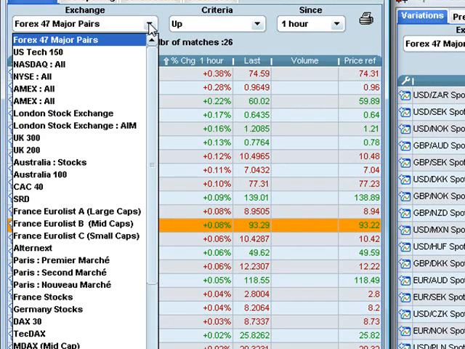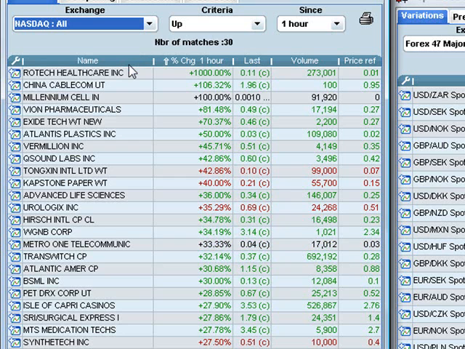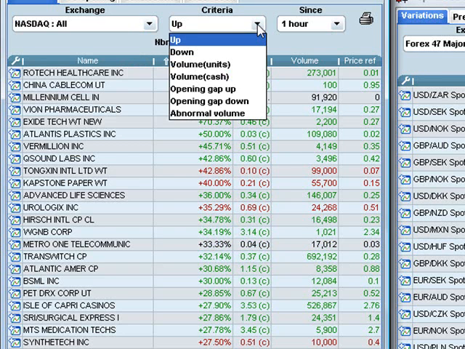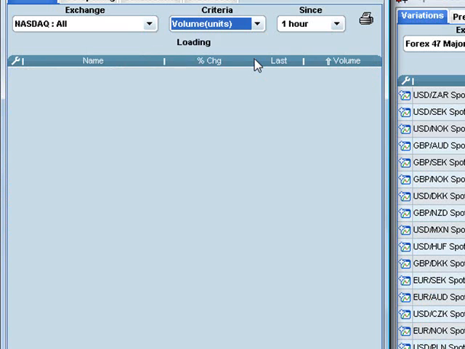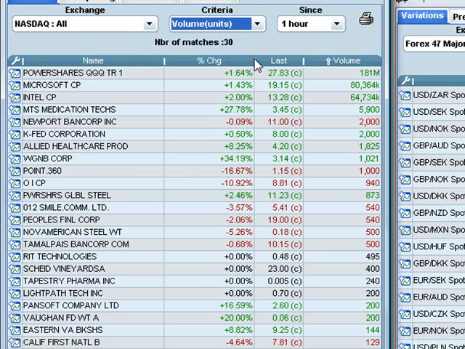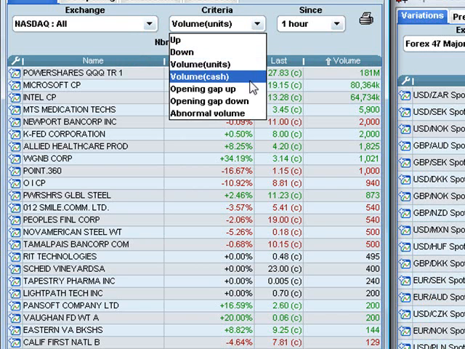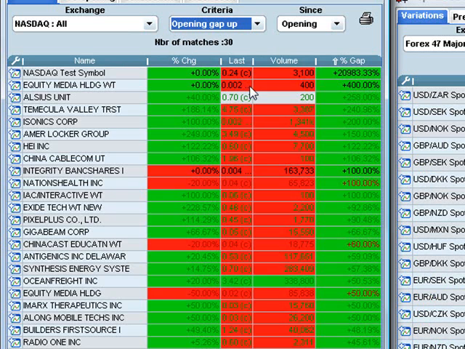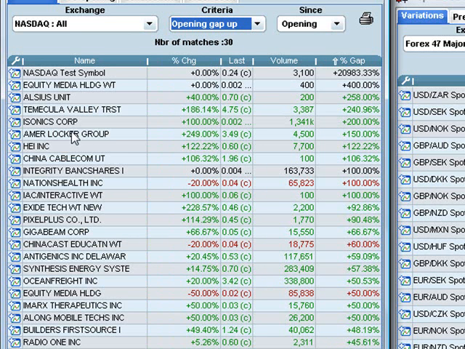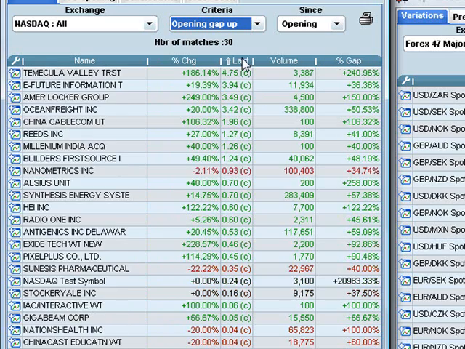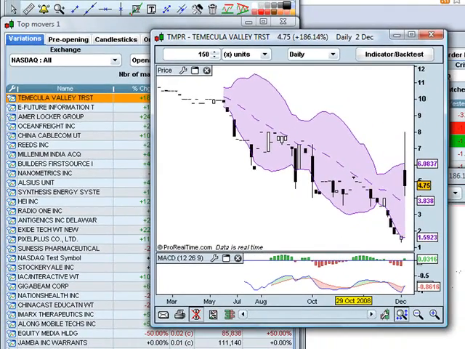So if we switch this to NASDAQ all, you can run the same scan there for biggest movers up and down, but you could also look at volume here. So biggest movers from a volume standpoint, which is something some people like to look at. You can look for gaps up or down in the market. So let's just sort this by last here. Click on the instrument there and it brings up the chart.